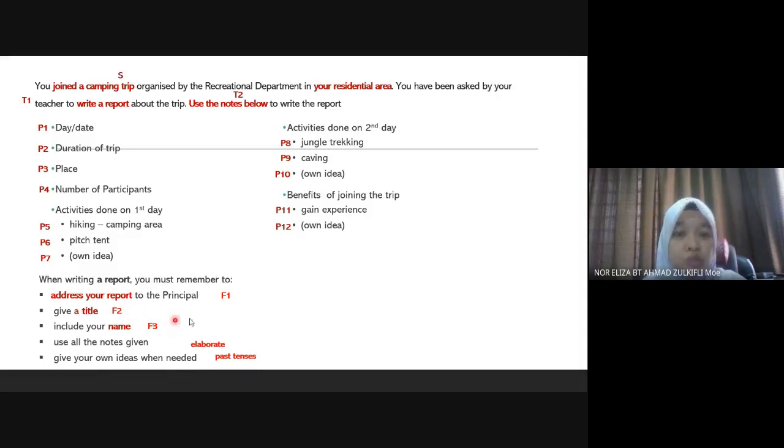So now you have to respond. When you respond, remember, a big reminder is you are supposed to use all the notes here. Use all the notes given. The notes given is the reminder. So you have to give your own ideas when it is needed. And also another reminder, in a report, you must have the past tenses being used. Okay? All right.